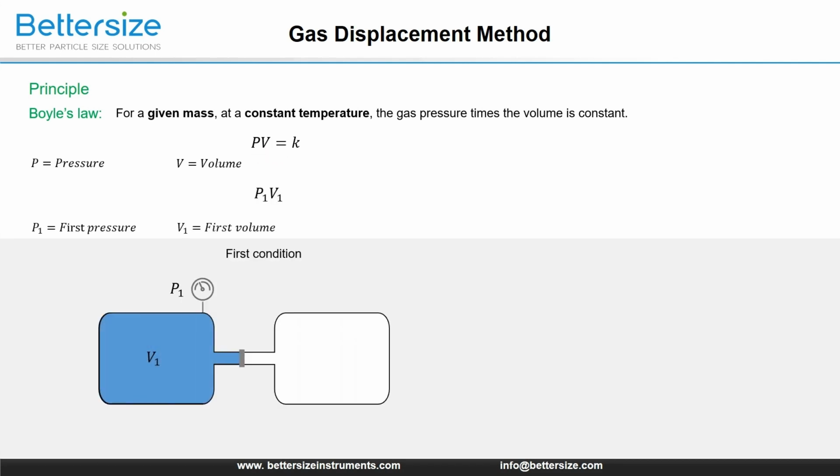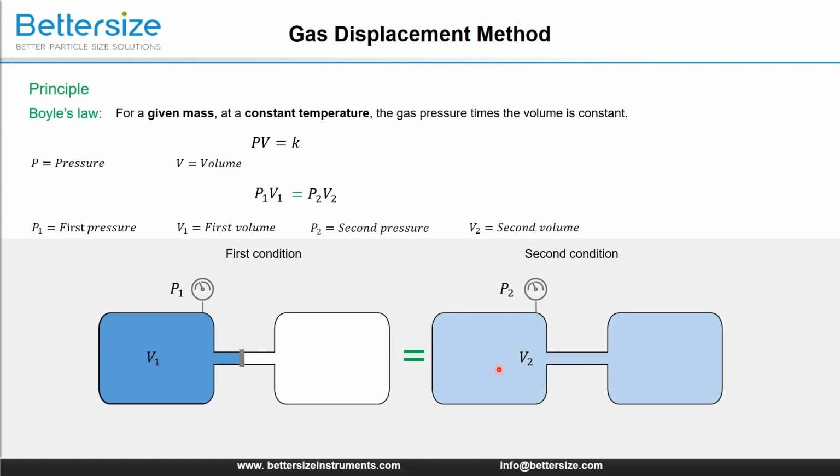To make it easier to understand, let us take an example. There are two chambers, a pressure transducer, and a valve between the chambers. On the first condition, the valve is closed, the gas just fills up the left chamber, and we get the volume as V1 and pressure P1. Open the valve to allow the gas to flow into the right chamber. We get the volume V2 and pressure P2. Apply Boyle's law: P1 times V1 is equal to P2 times V2.